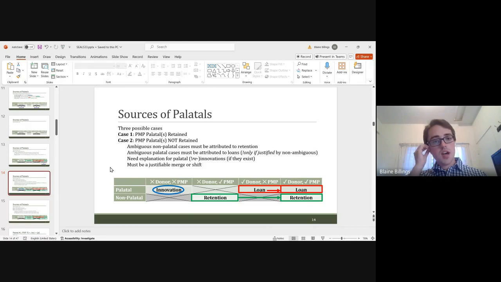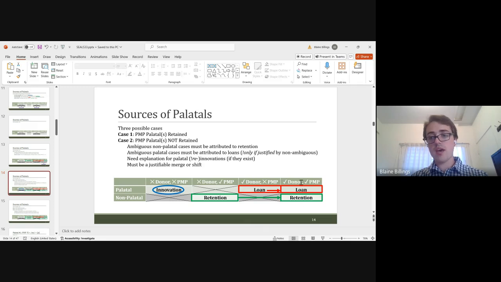Okay, the second option is that the palatal was not retained. So this would be, for example, if the palatal nasal merged with the alveolar nasal. So you would have a retention of a non-palatal from PMP, and you would have loans of palatal nasals from donor languages.